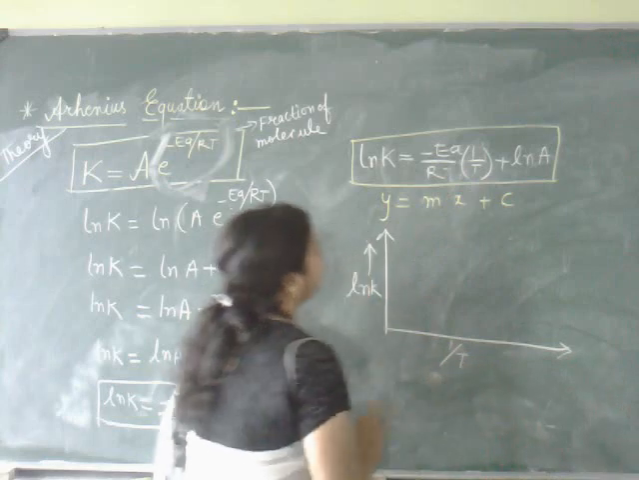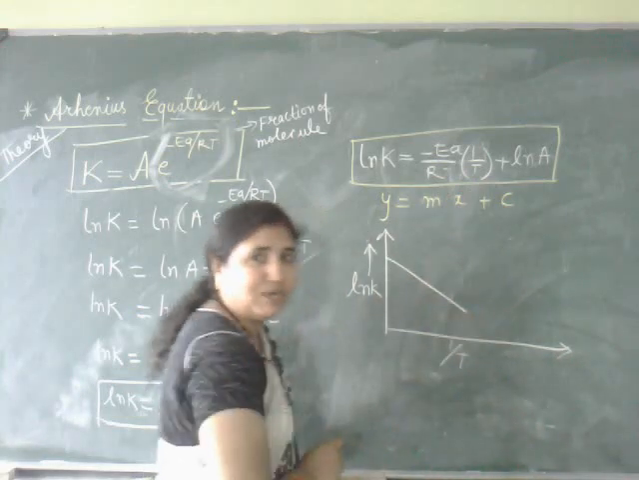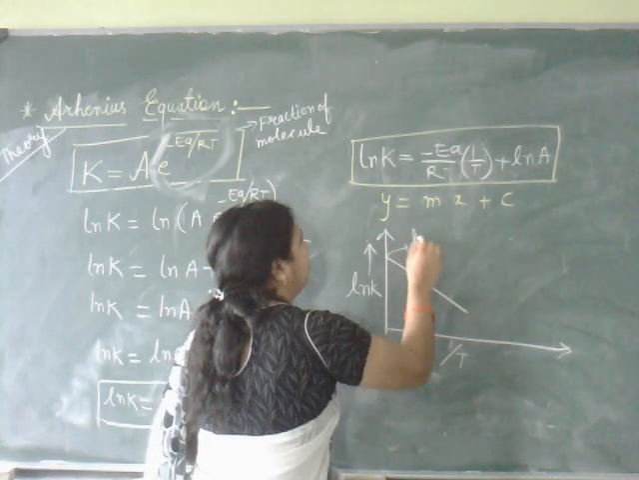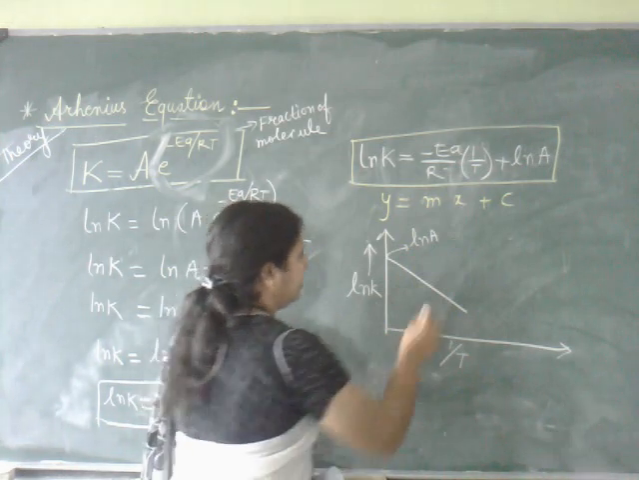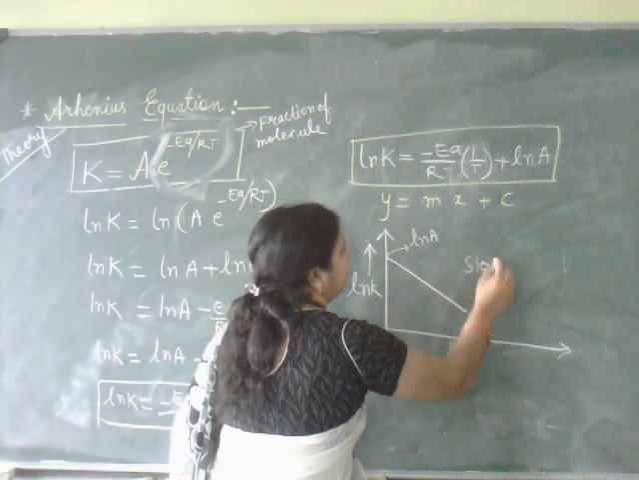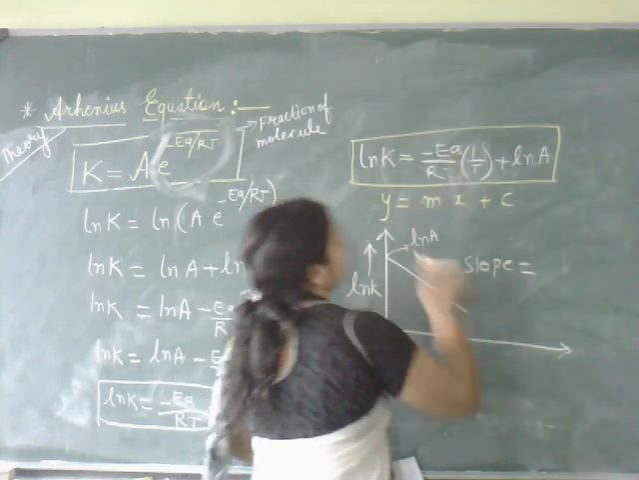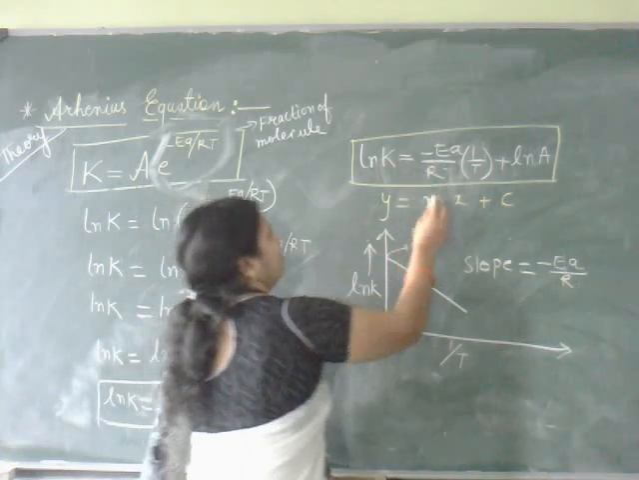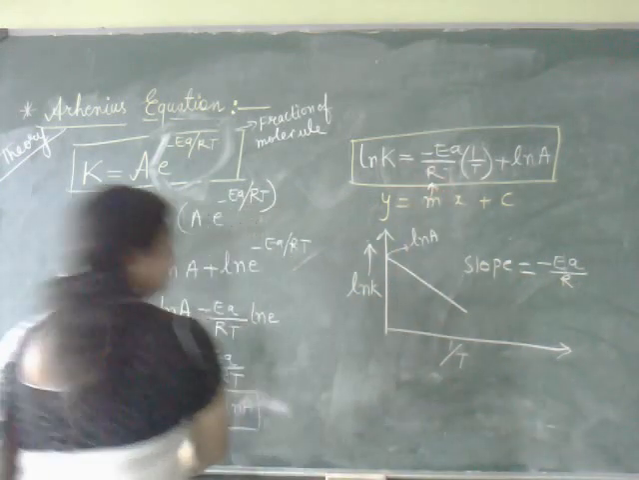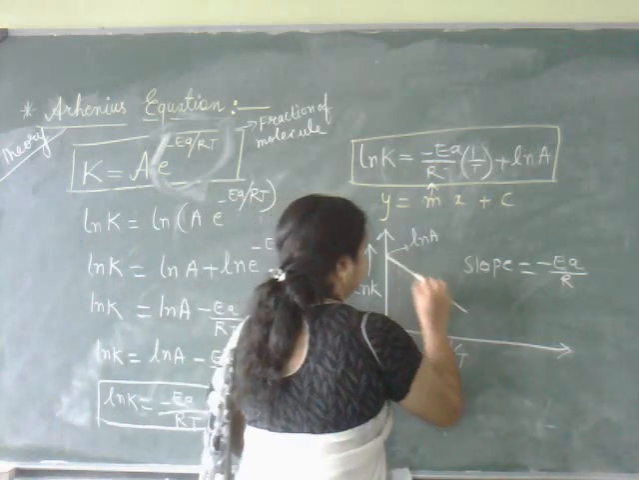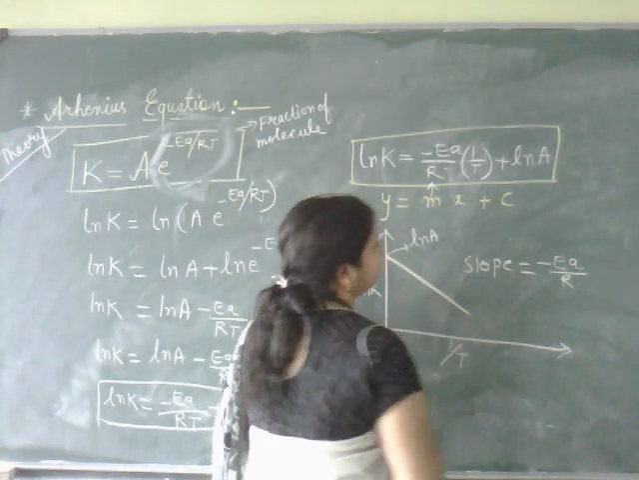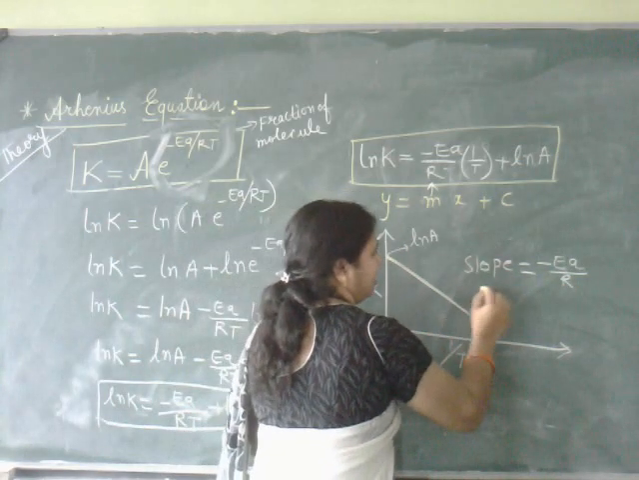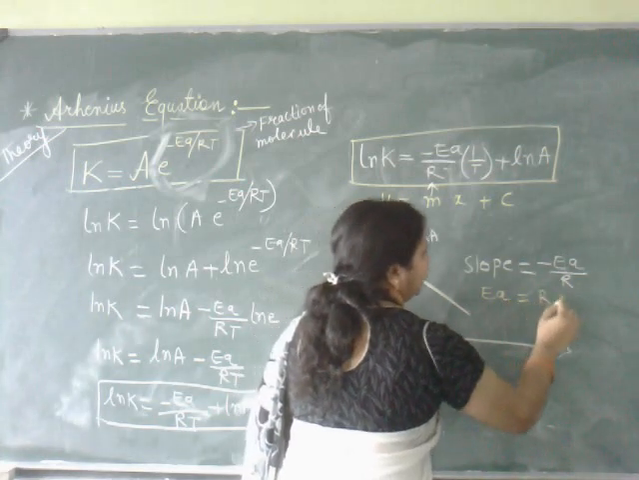The slope is negative here, and the intercept is ln A. And what will our slope be? The slope is equal to minus Ea by R. This is our slope, a negative slope, minus Ea by R. By using this slope, we can find out the activation energy. So Ea will be equal to minus R into slope.